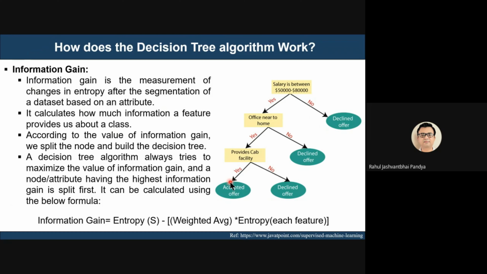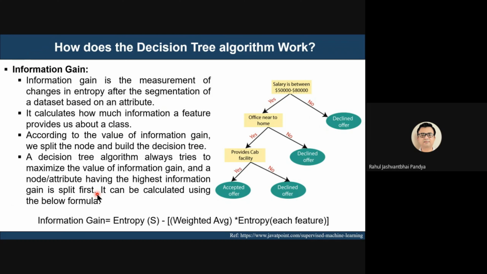Generally, the decision tree algorithm always tries to maximize this value of the information gain. If I have a maximal information gain in a particular split, I'm going to split in that direction and create a tree. The node attribute having the highest information gain will be split first. So I'm going to split that particular branch.